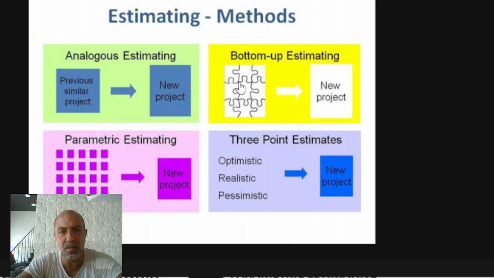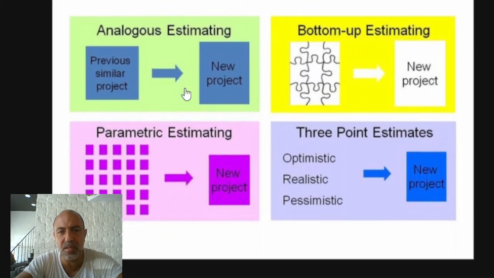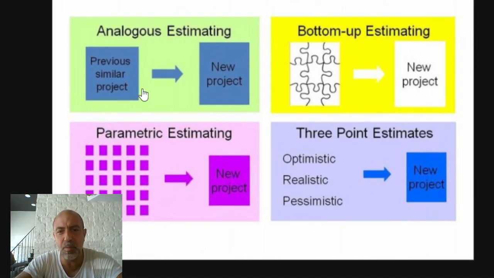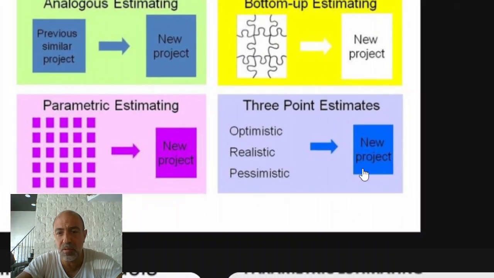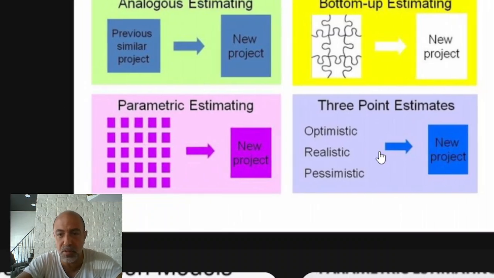There's also the estimating methods. There's analogous estimating, which is based on a previous similar project. There's bottoms-up estimation. There's 3-point estimates, optimistic, realistic, pessimistic, and basically an estimate of the new project. I think it's also going to be mentioned, right?